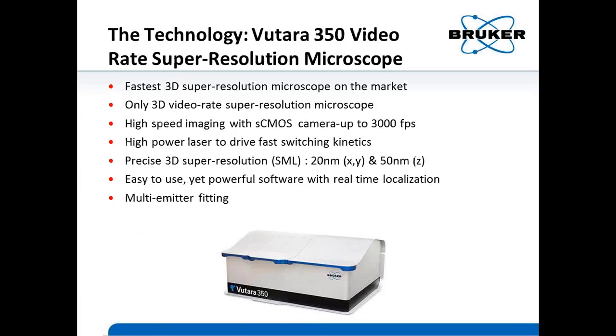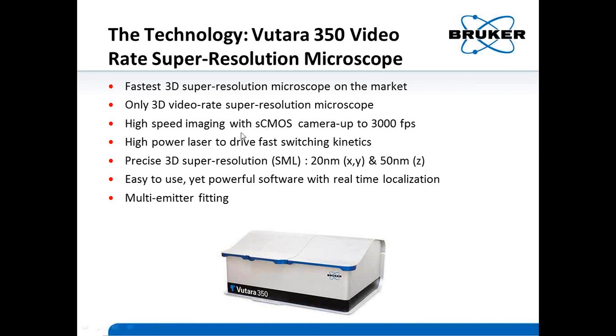Okay, so first I'll talk about the technology aspect of it. So you need to have a super resolution microscope that's going to give you the resolution that you're looking for and be able to image at the speeds that you're looking at. So here's an image of the Vutara 350 super resolution microscope. It is the fastest super resolution microscope on the market. We could do video rate imaging.